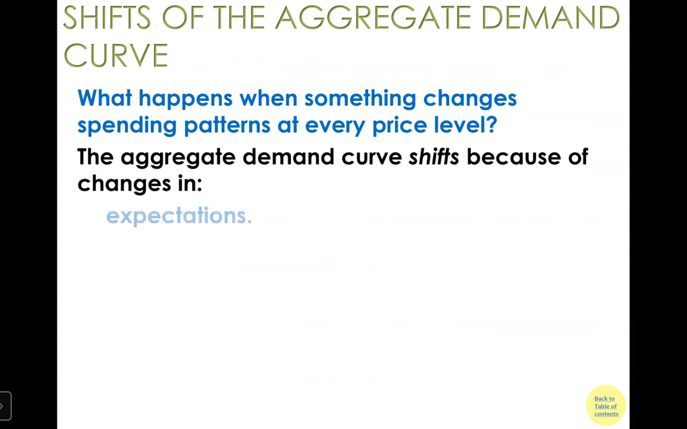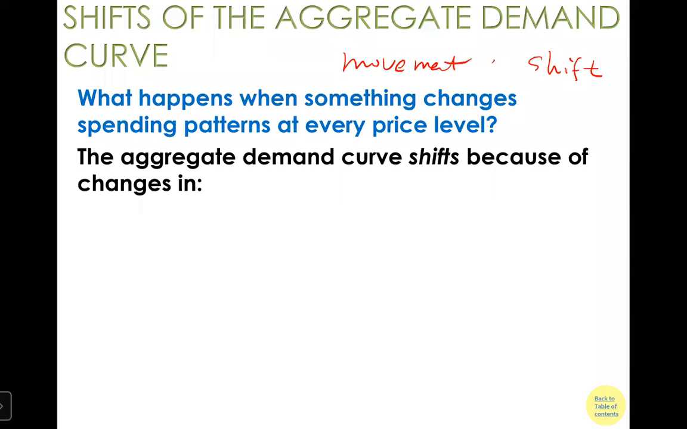Similarly, we are going to study the movement along the aggregate demand curve versus the shift. But what causes the movement? Simply the aggregate price level, right? This is similar to the individual demand.